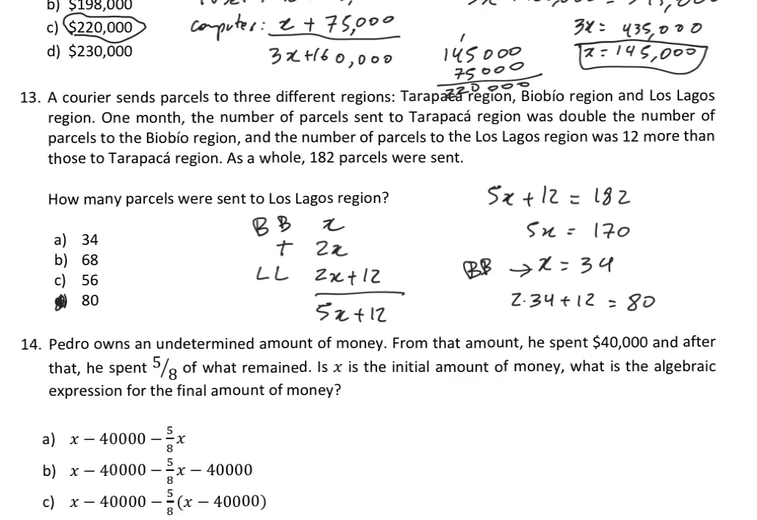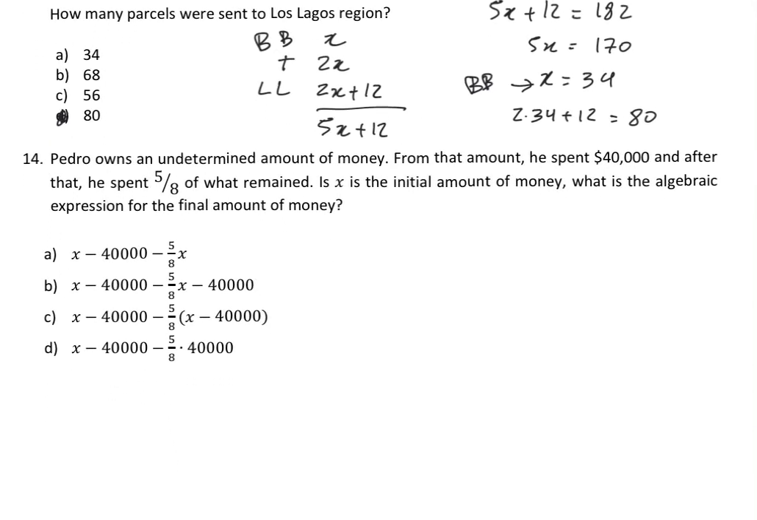The last one I gave you to solve on your own. Pedro owns an undetermined amount of money. From that amount, he spent 40,000 pesos. And after that, he spent 5/8 of what remained. If X is the initial amount of money, what is the algebraic expression for the final amount of money?